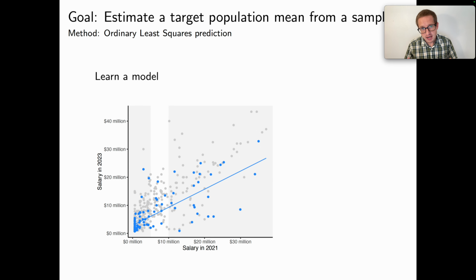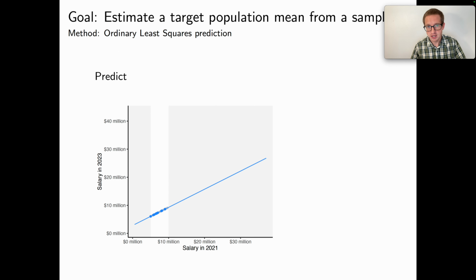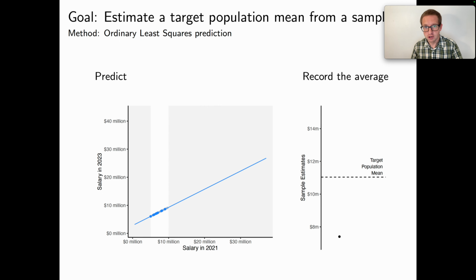So we can take that model and we can then predict for all the people in our target population. This is all those players, sampled and not sampled, who fall within this particular range of 2021 salaries. For all those players, we can make a prediction, their predicted salary in 2023 based on the regression line. Then we could average that prediction to produce an estimator.